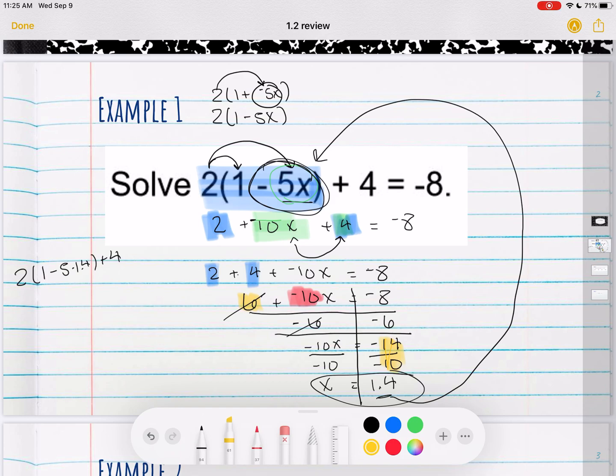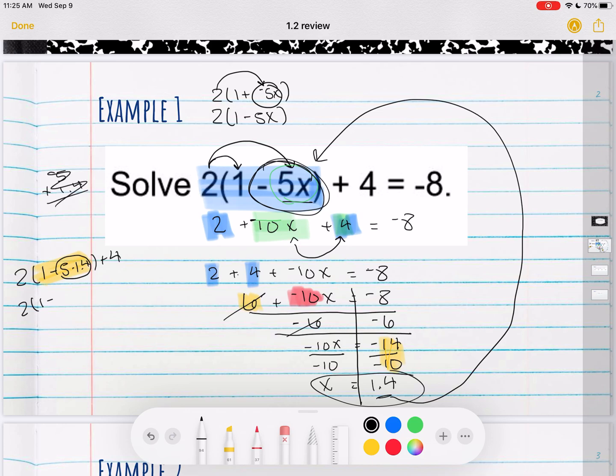Well, I get to use some order of operations here, a nice good review. So we're going to do parentheses first. Remember, PEMDAS, parentheses. So 2 times, in my parentheses, the first thing I'm going to do is my multiplication, because multiplication comes before addition, or subtraction, PEMDAS. So 2 times 1 minus, well, 5 times 1.4. Let's see. You could do this on your calculator. I'm just going to do this up here.